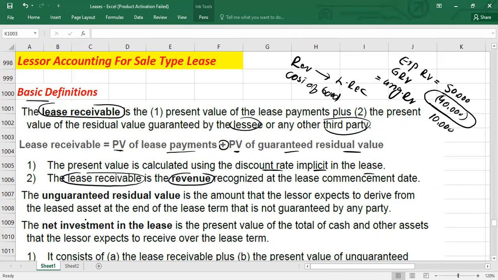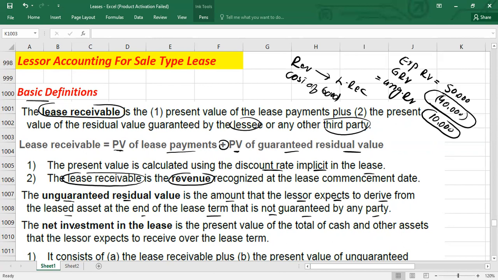Now, I have already told you what the unguaranteed residual value is. The unguaranteed residual value is the amount that the lessor expects to derive from the leased asset at the end of the lease term that is not guaranteed by any party. And in my example, the unguaranteed residual value is 10,000.